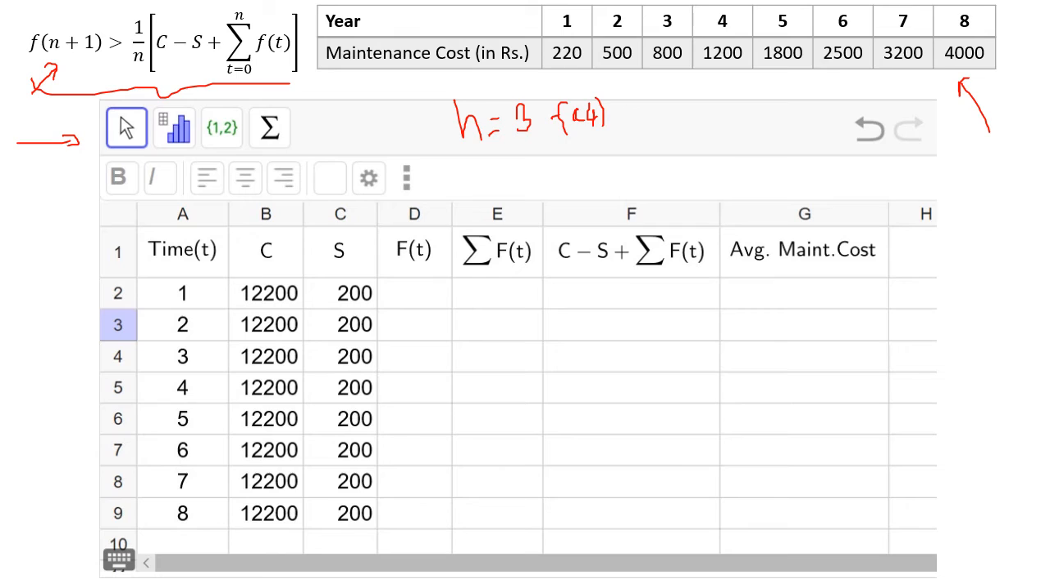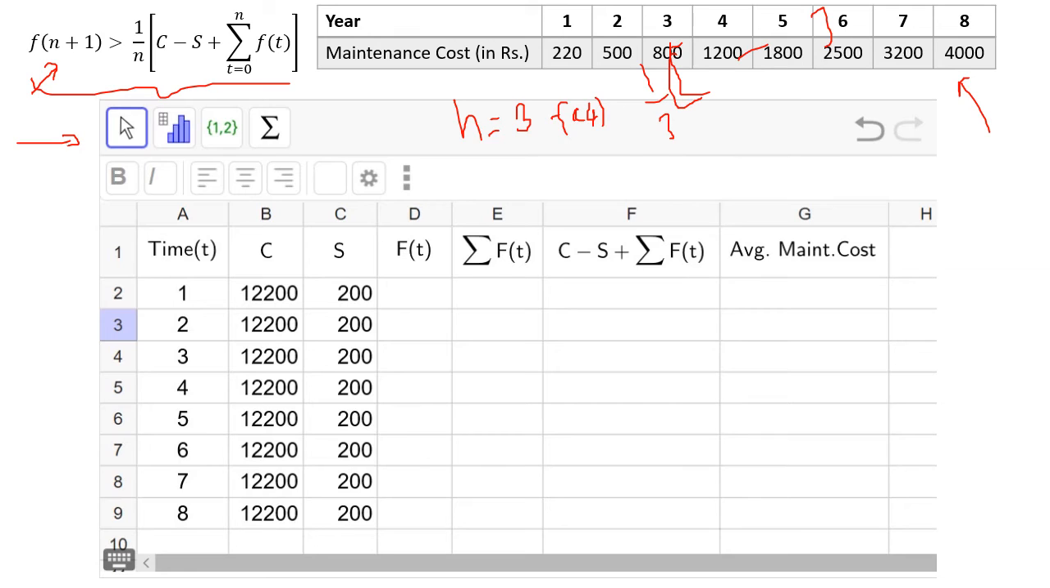So F4 is the maintenance cost during fourth year, which is 1200 from the data. And then the right hand side becomes the average of the maintenance cost required at the end of first 3 years, because n equals 3, so we are going to take the average of the annual maintenance cost of the first 3 years, which we are going to do in the square bracket.